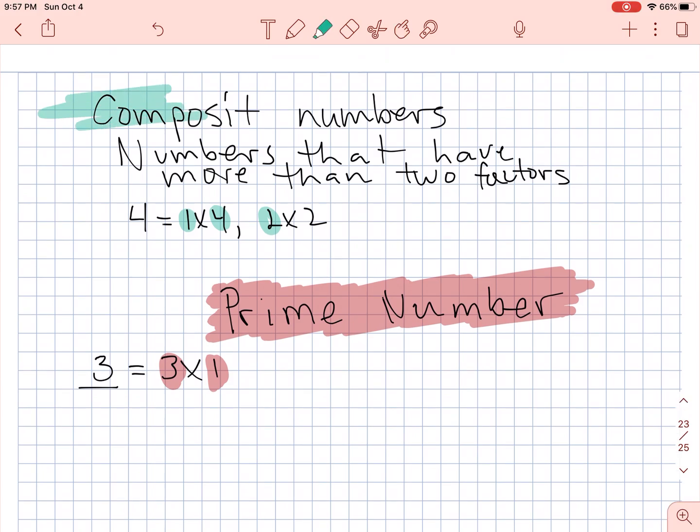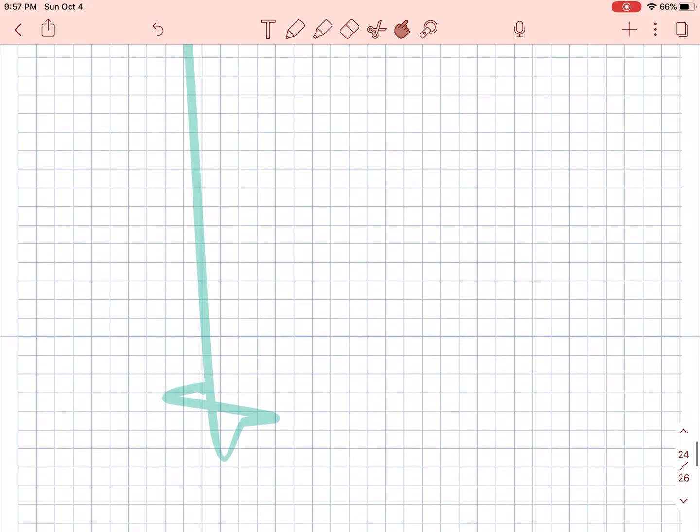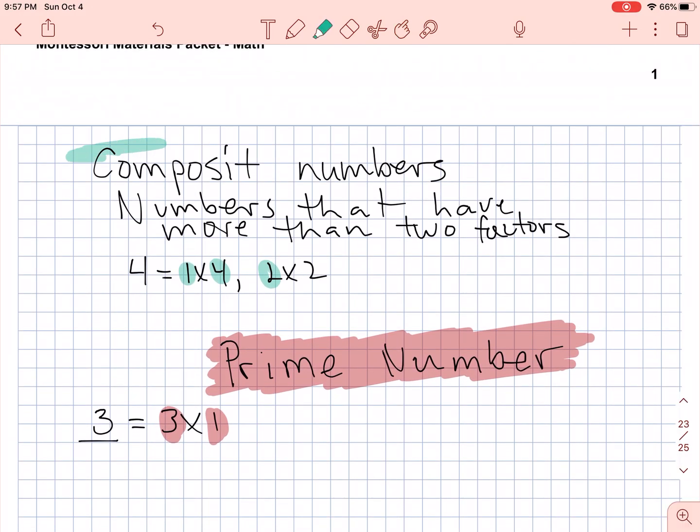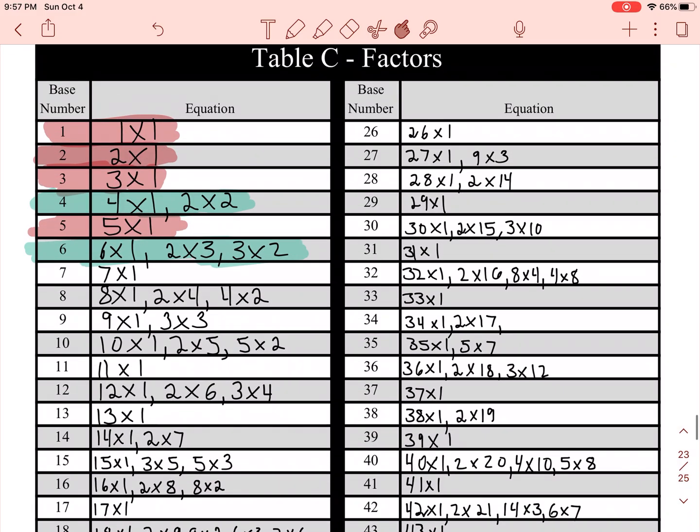I'm going to highlight this as well. So these are composite numbers, and these are prime numbers.